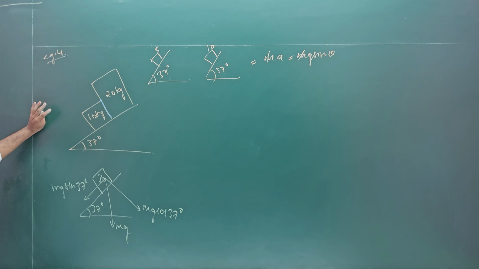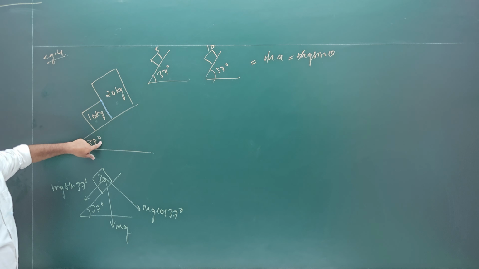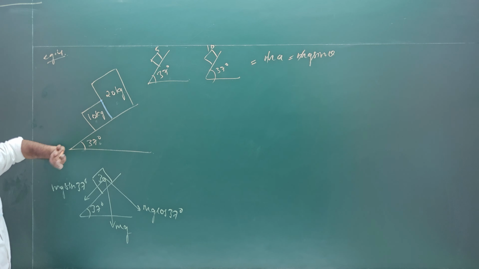If the condition is that no external force is acting, if you take 100 bodies in contact with each other, and they are on a 37 degree inclined plane with no external force acting on the system, then all the bodies will be moving with 6 meter per square second. It is independent of mass. So calculation of acceleration is very easy.